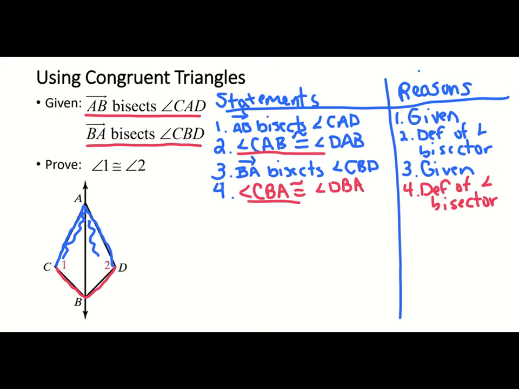So what we're going to do here is first prove the two triangles are congruent, and then we can prove that the angles are congruent. So first we have to prove the triangles are congruent. So step 5, if I look and I want to figure out my two triangles, or this triangle right here and this one right here.